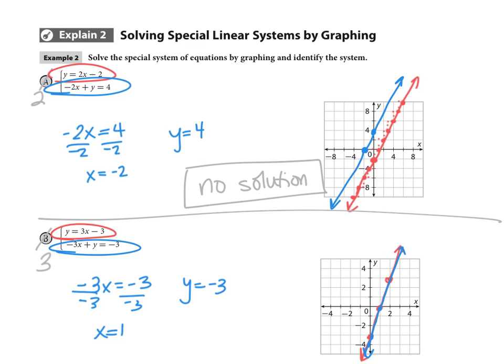That means they're sharing all of the points on both lines. So because of that, this is another special case where we're going to have infinitely many solutions. So that's how we state that, infinitely many solutions. And you'll notice I abbreviate a lot of times.